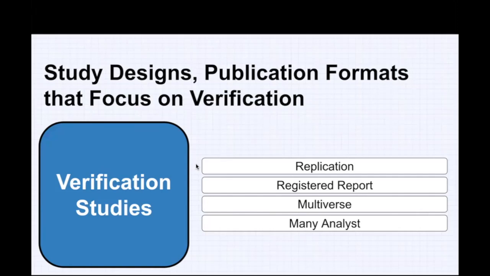Once that protocol is reviewed and in principle acceptance is obtained, journals agree to publish the final results of the report, regardless of how the results turn out. So if the results turn out to be null or not supportive of a hypothesis or what have you, a journal is still committing to share the results of those studies.